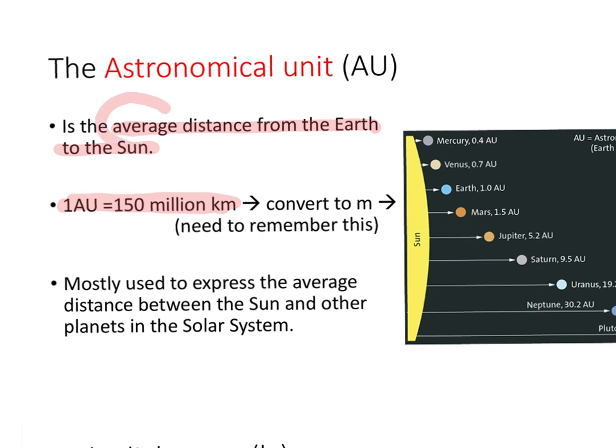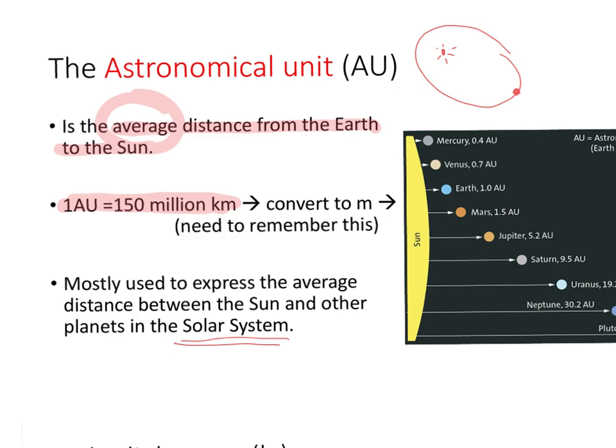So why is it the average distance from the center of the Earth to the center of the Sun? It's because we know that the Earth moves in an elliptical orbit with the Sun as one of the foci, so we take the average distance. One astronomical unit is 150 million kilometers, so we tend to talk about distances in the solar system in terms of astronomical units.